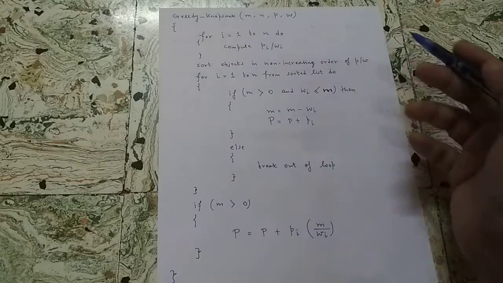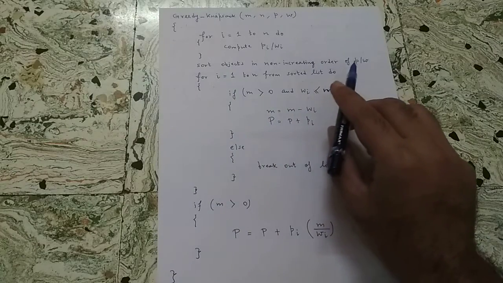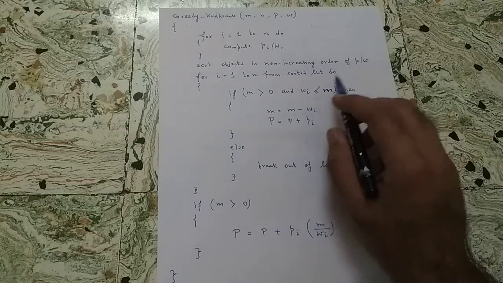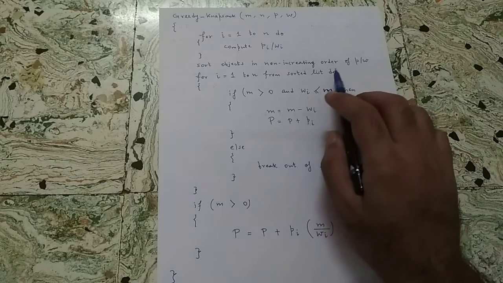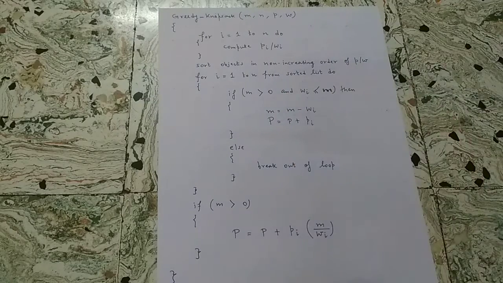Here, by list, you can implement it as an array. Next step is to sort the objects in non-increasing order of profit per weight. So we'll sort the objects in non-increasing order of profit per weight. That means we'll arrange them in decreasing order, or in an order where two values may be the same.